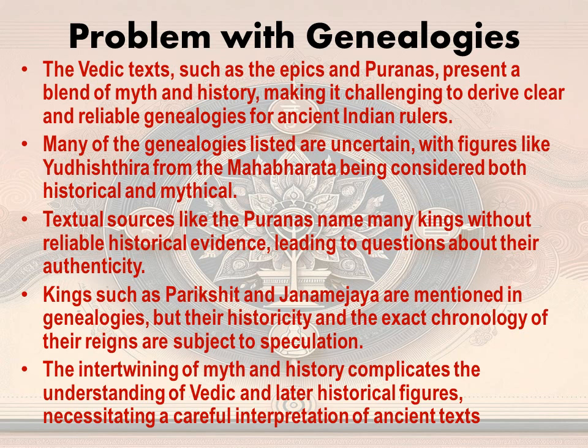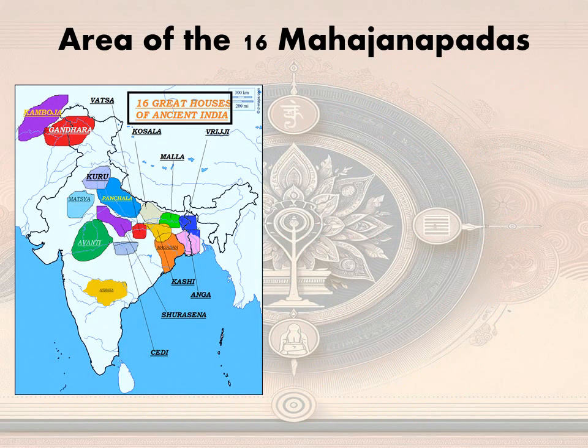The intermingling of myth and history complicates the understanding of Vedic and later historical figures, necessitating a careful interpretation of ancient texts. So there is a combination of mythical facts and historical facts. So one needs to carefully interpret all the sources in order to understand ancient history.